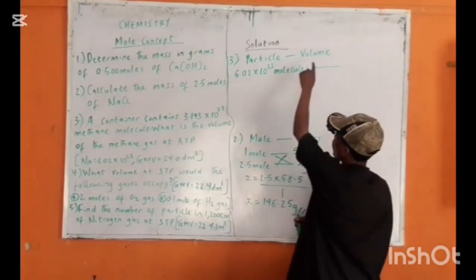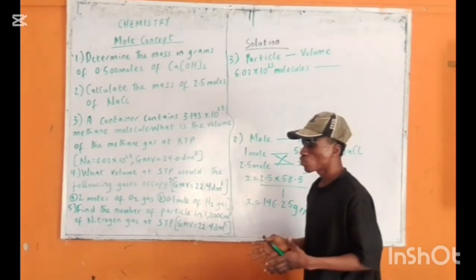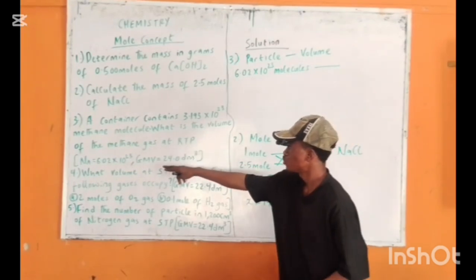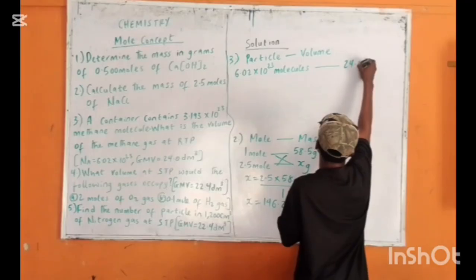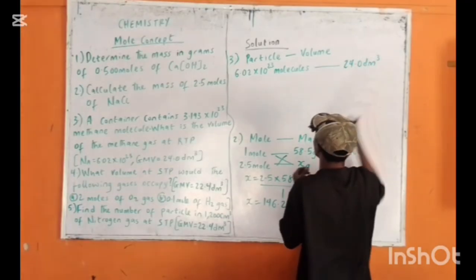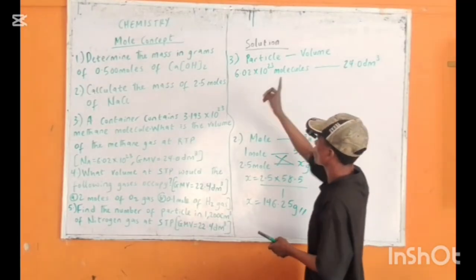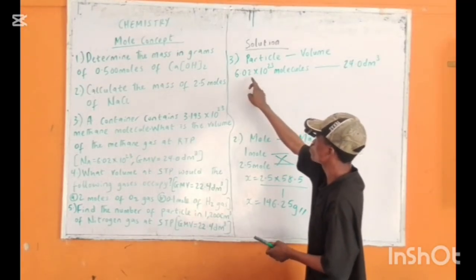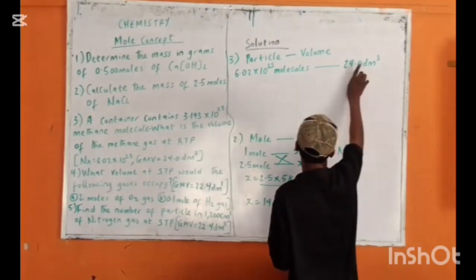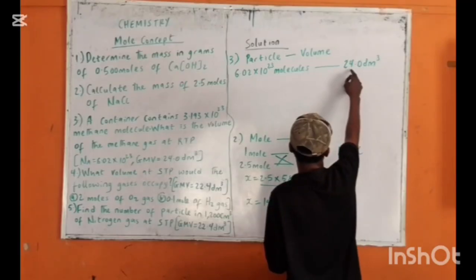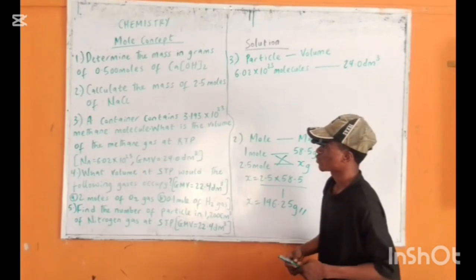So what's the volume here now? 1 mole of any gas occupies what? At RTP it occupies 24.0 dm cube. So we're having 24.0 dm cube. This is 1 mole of any substance containing 6.02 multiplied by 10 raised to the power 23 molecules. I'm also having 1 mole occupying 24.0 dm cube.